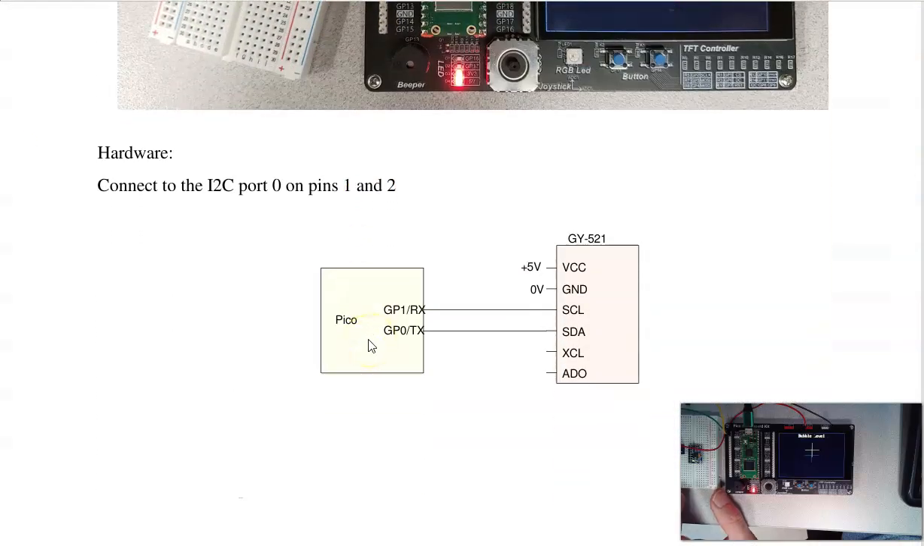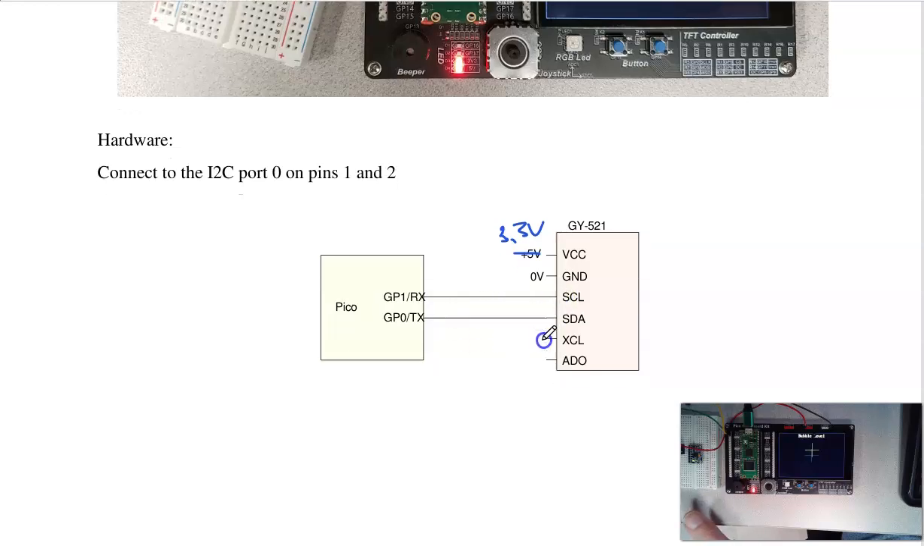The first thing I need is the hardware. Connect up the accelerometer to your Pi Pico, and actually I'm using 3.3 volts. It's got two-way communication, which prevents you from actually damaging the Pi Pico. Actually, Pi Picos are pretty tough, it can handle it, but you're not supposed to.